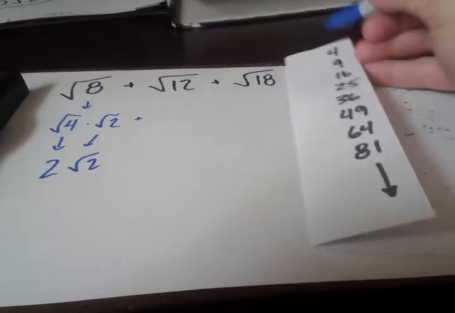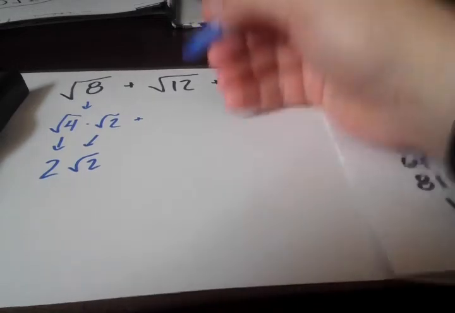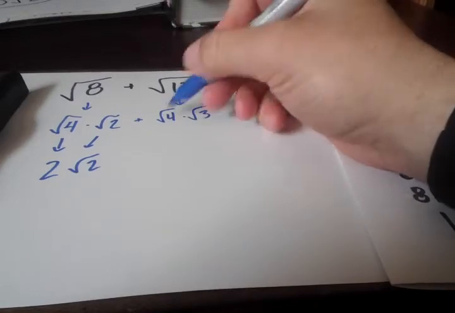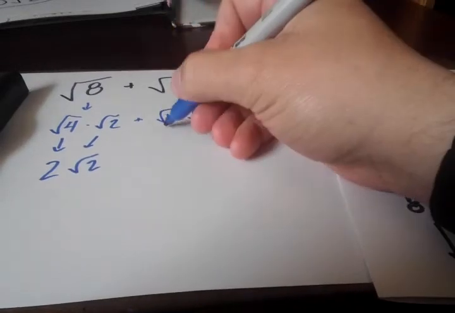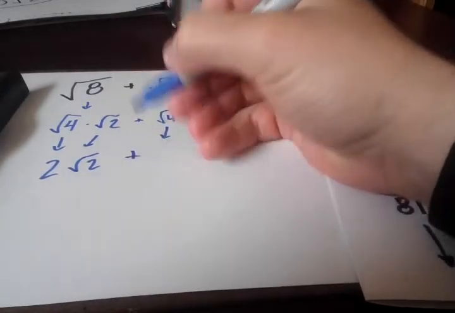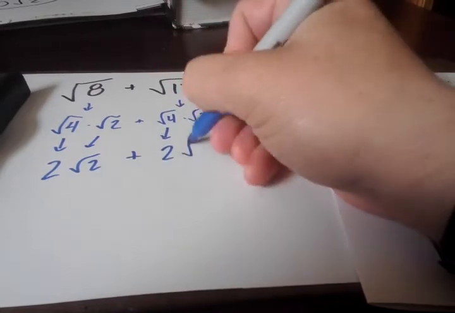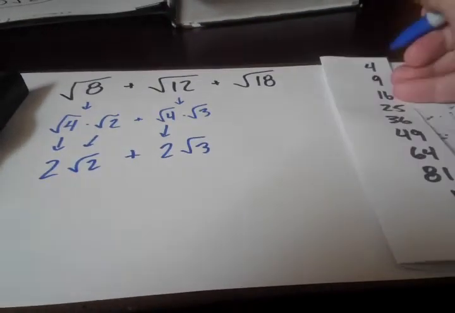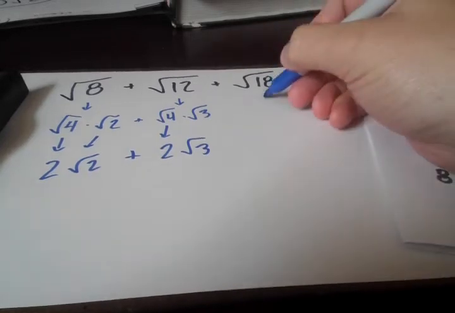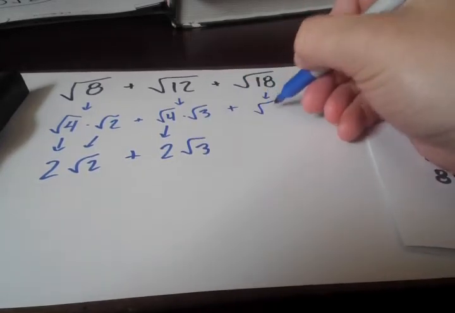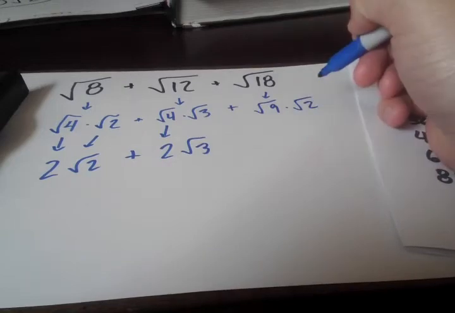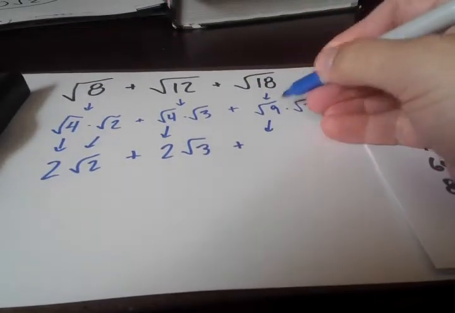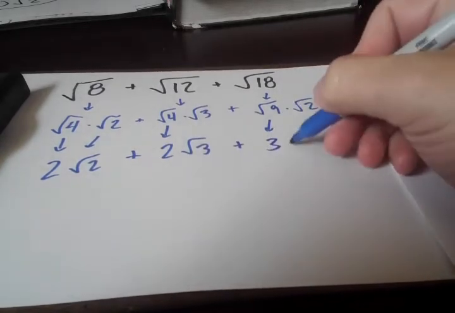Perfect square for 12 is also 4, right? 4 times 3, so I'm going to make this radical 4 times radical 3, gave us 12. We know the square root of 4 is 2, and there's my radical 3 with it. 18, perfect square that goes in there is 9. I'm going to break this into square root of 9 times square root of 2. And we know that square root of 9 is 3 square root of 2.